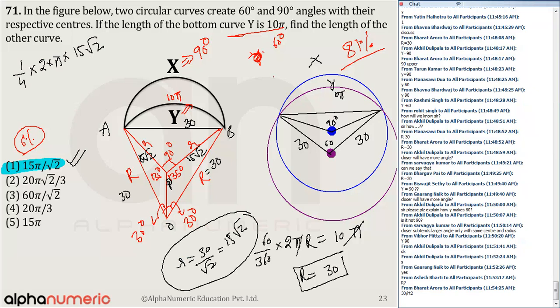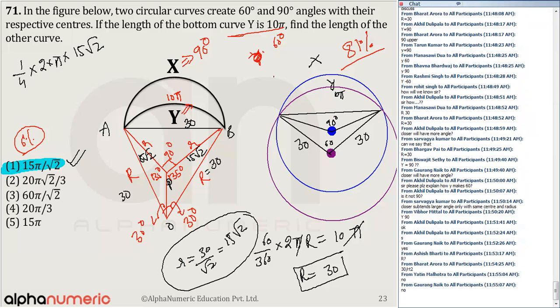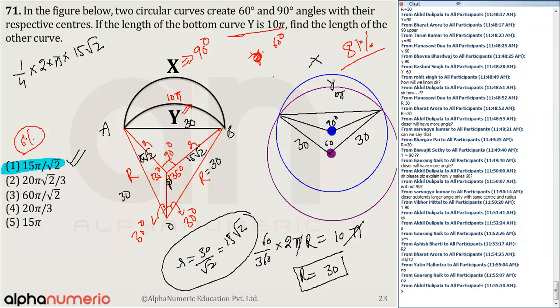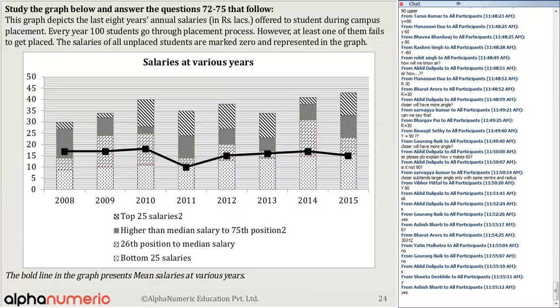Is that clear to all of you now? Any doubts to anyone? Pakka, should I move ahead now? Alright. Up 72 to 75, dekhte hain how many of you have attempted the first one.